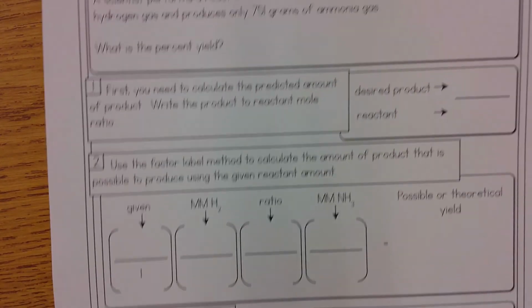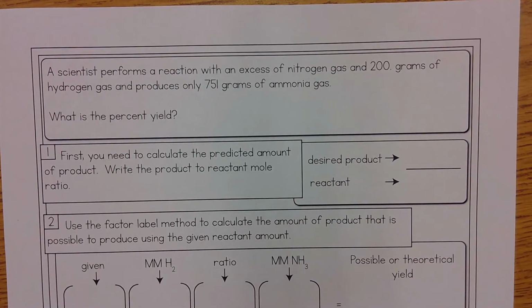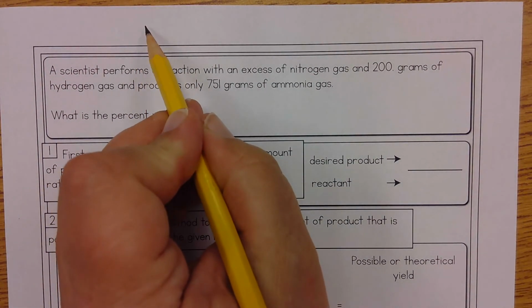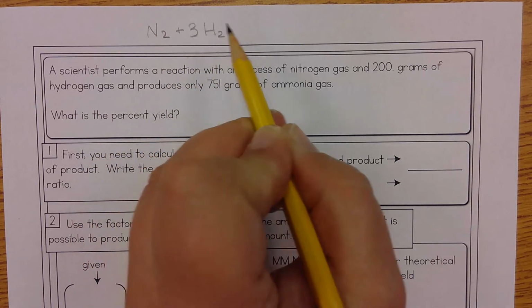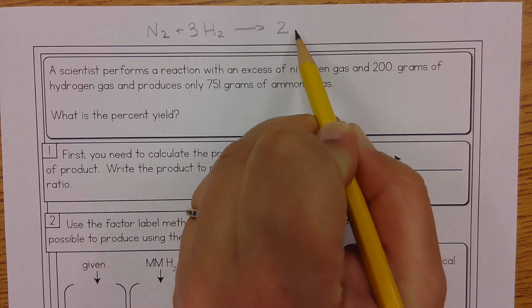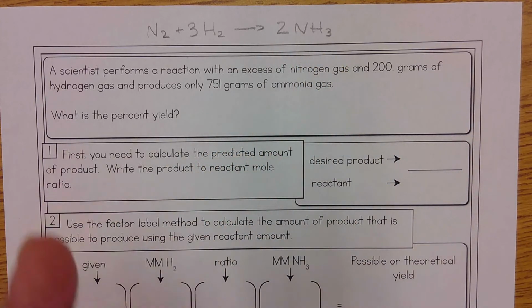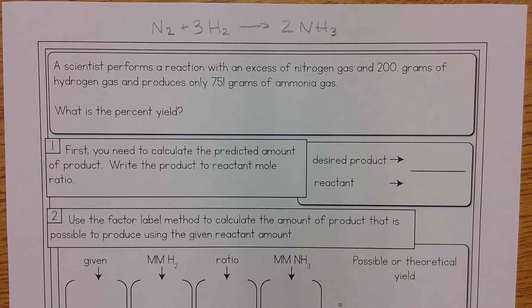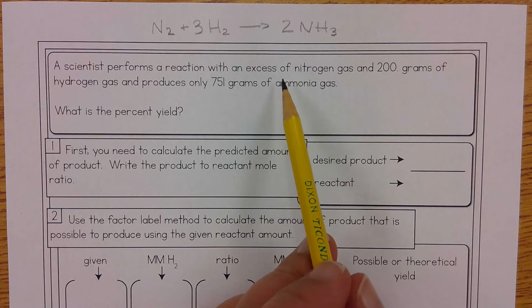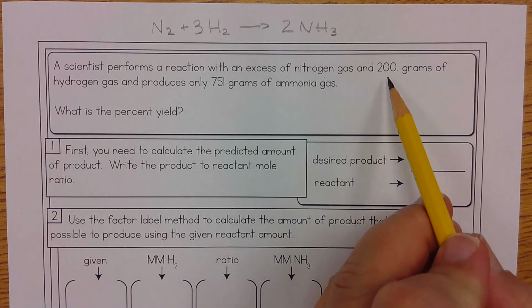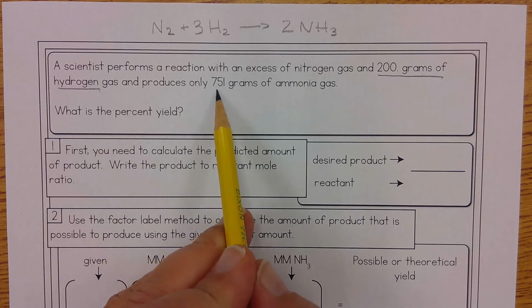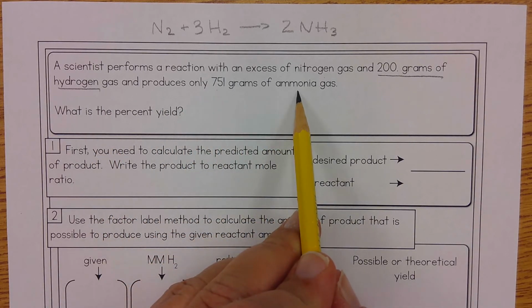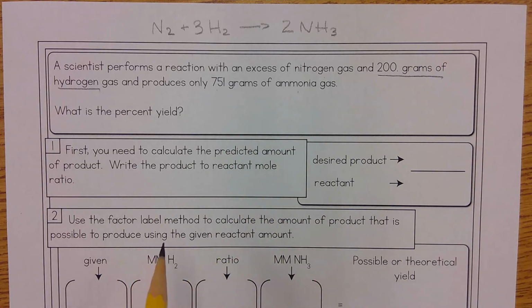Let's try it with our ammonia. Okay, so we'll remember our equation for ammonia: 1 mole of nitrogen plus 3 moles of hydrogen made 2 moles of ammonia. Okay, so here we go. Our scientist performs a reaction. Excess of nitrogen, so we don't care about that. 200 grams of hydrogen. He produced only 751 grams of ammonia. What's his percent yield? How efficient was he?